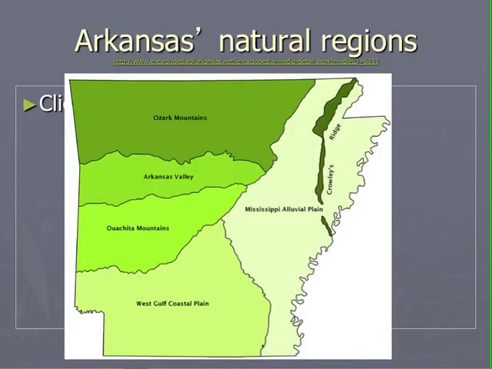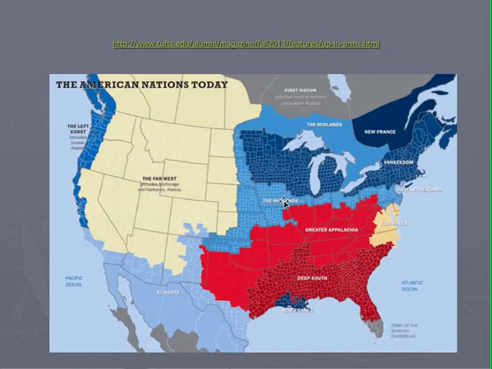All right, Arkansas has natural regions. You can see we have the Ozark Mountains right here. We have the valley in Arkansas. Here are some more mountains and then a coastal plain. So there are specific borders here that we can measure. And mountains are obviously different than valleys, and different than an alluvial plain. So again, these are specific, definable regions.